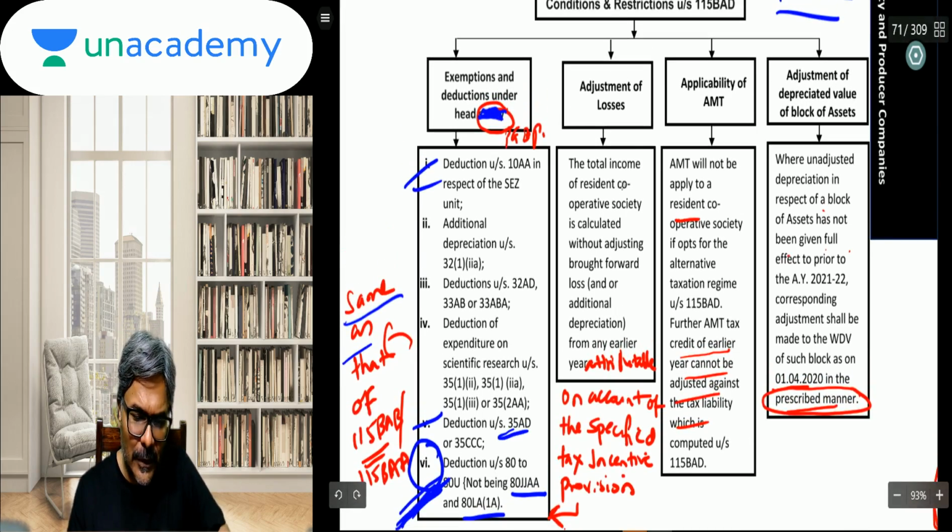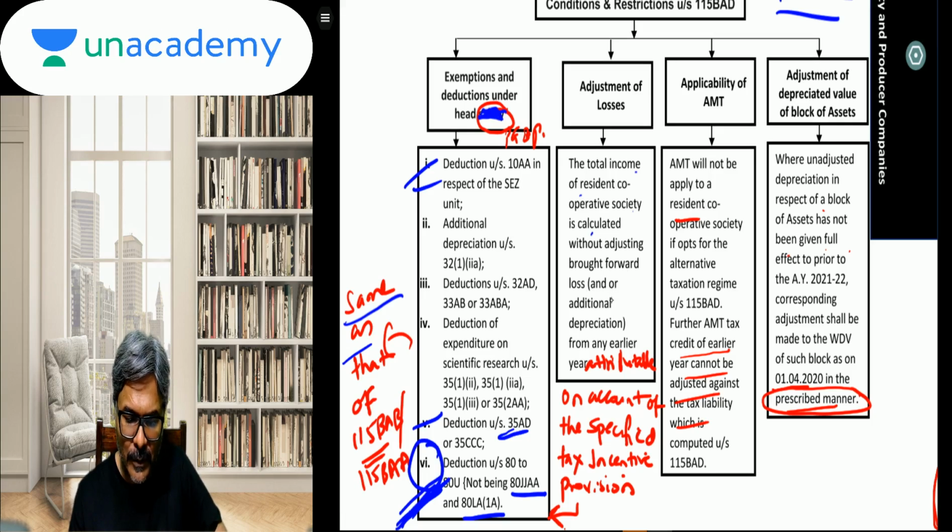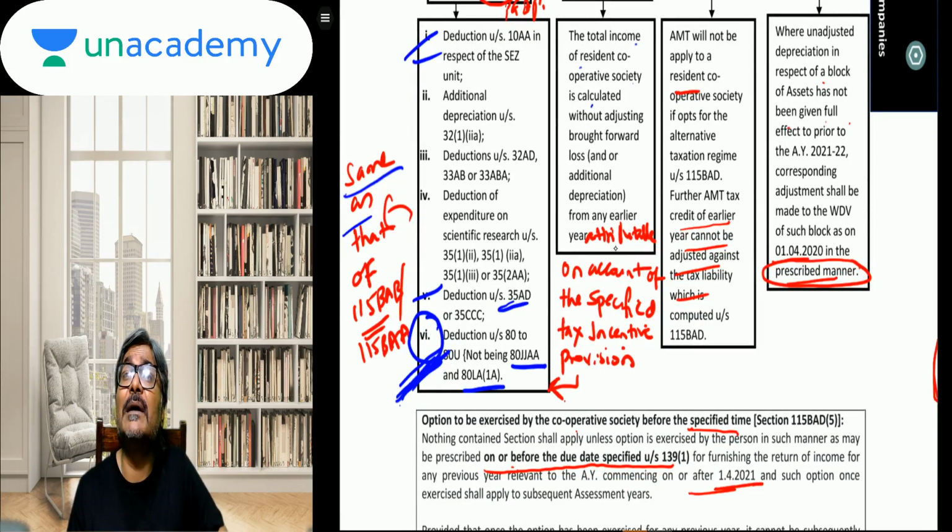Now, adjustment of loss. What they have said: the total income of a resident cooperative society is calculated without adjusting the brought forward loss and or additional depreciation from any earlier year. Just write after earlier year, please write in the PDF file it will be there, but just now all of you can write: earlier year attributable on account of the specified tax incentive provision.